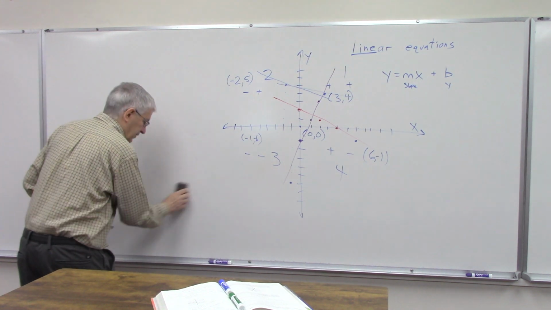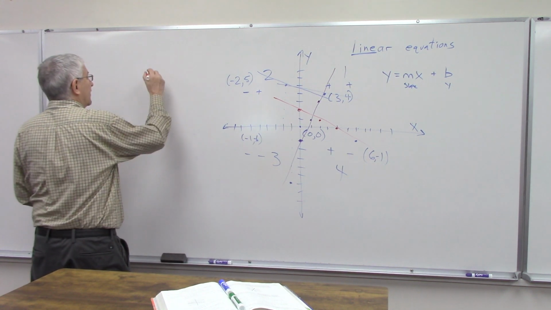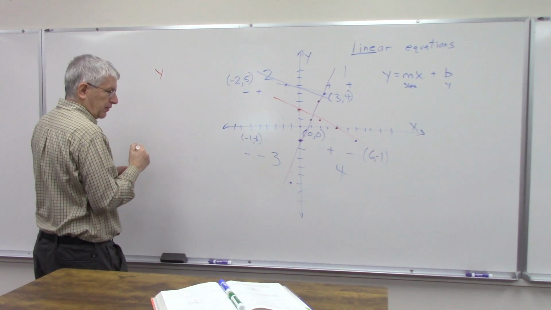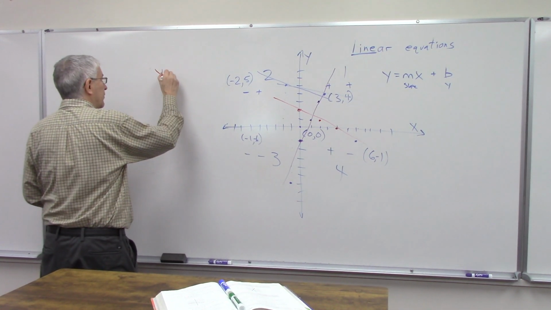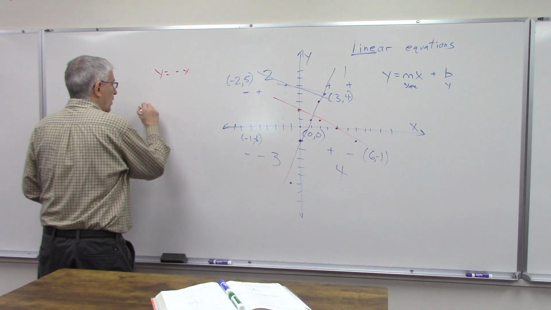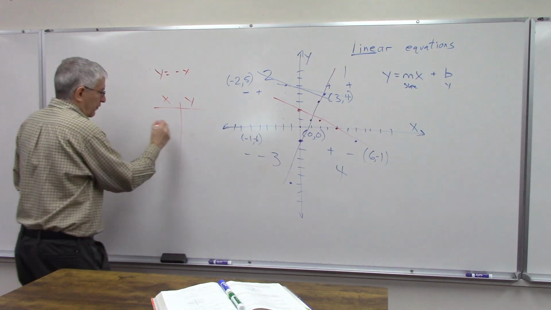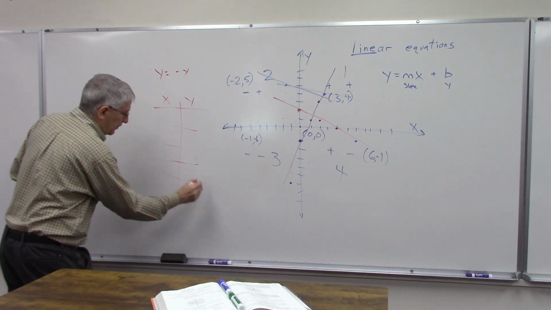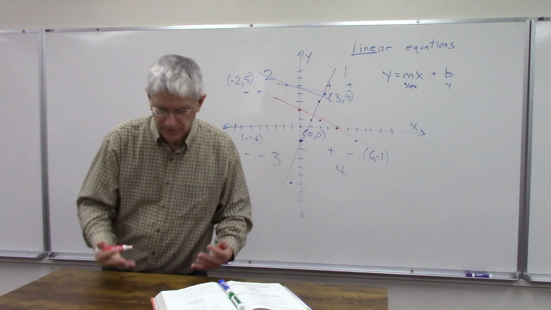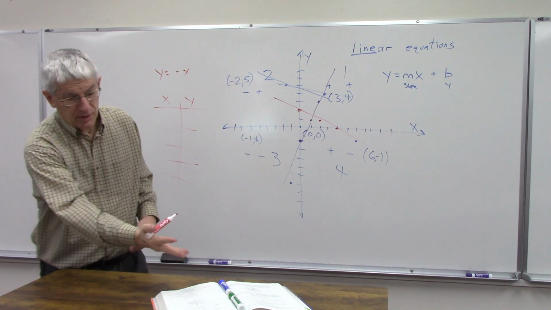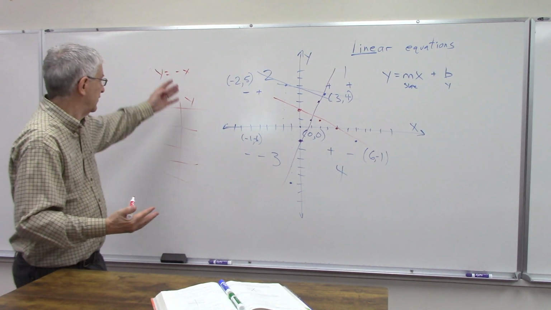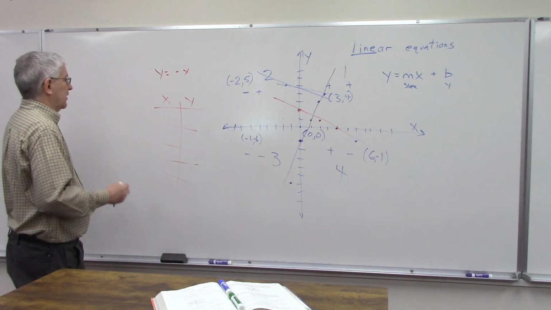Y equals negative x. I should have color coordinated better than this, but whatever. Y equals negative x. Again, I like the vertical. It's good to make a table, whether it's horizontal like he has in the book or vertical. I just like it going up and down.